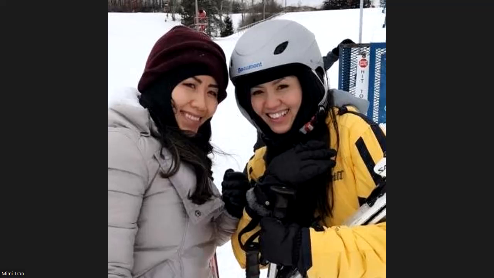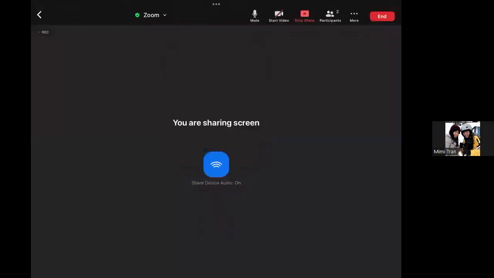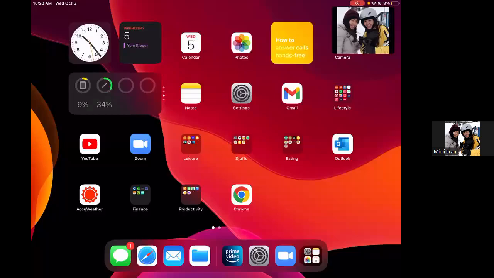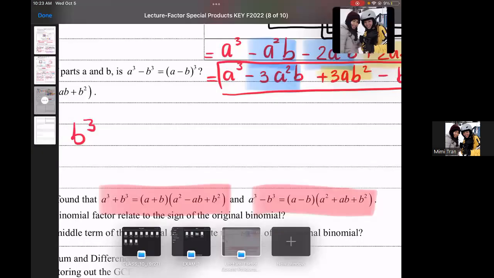Now for the signs, it's going to be SOAP, like soap you wash your hands with. Same, opposite, always positive. Look at the original sign: same, opposite, always positive. So SOAP for the signs. Okay, that's how I remember it.